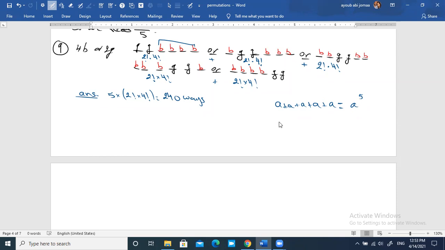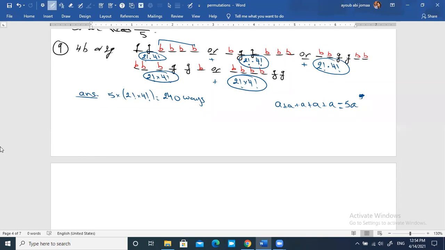It's not 5A, it's A power 5. It's 5 times this number. So here we are adding 2 factorial 4 factorial plus 2 factorial 4 factorial plus 2 factorial 4 factorial plus 2 factorial 4 factorial plus 2 factorial 4 factorial. So the answer will be 5 times 2 factorial 4 factorial.